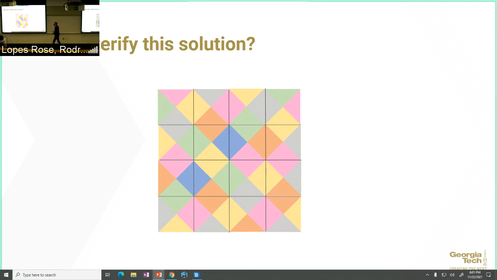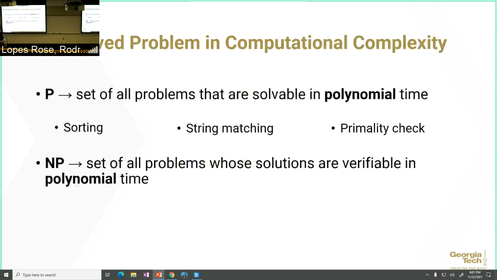And the question that arises from this, then, is if we have an algorithm that can verify it in polynomial time, does that mean that there exists an algorithm that can actually solve it in polynomial time? So we can define a different set of problems right here called NP. There are the set of all problems whose solutions are verifiable in polynomial time. So if we have a solution, we can check if it's valid or not. And the big question right now is, does P equal NP? Are these the same thing? Just because we have a good way of checking, does it mean that we have a good way of solving it?